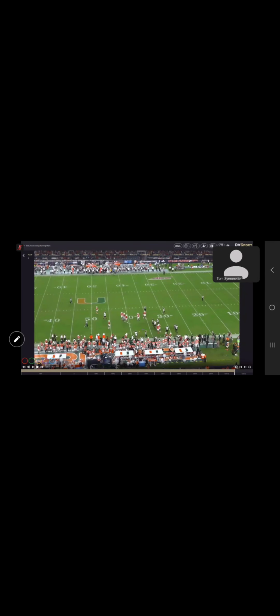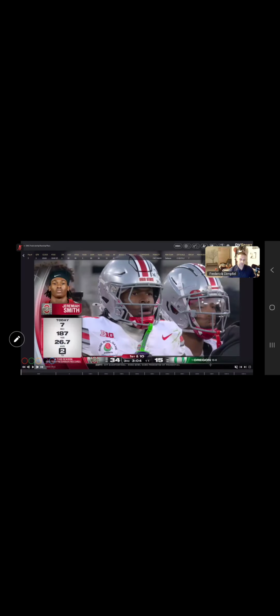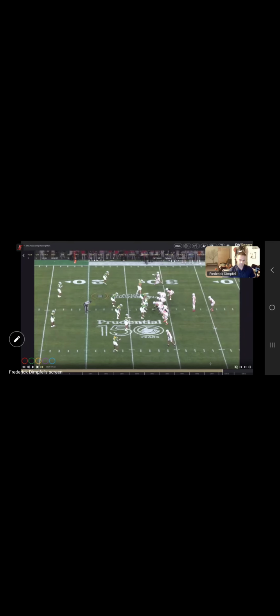Okay, that's one of the three. Yeah, so we showed an example of behind the line of scrimmage. Now we showed an example of beyond the line of scrimmage. Let's look at another one here.